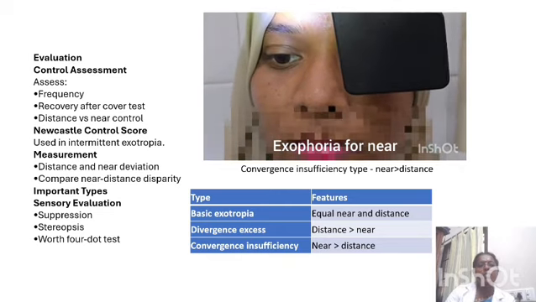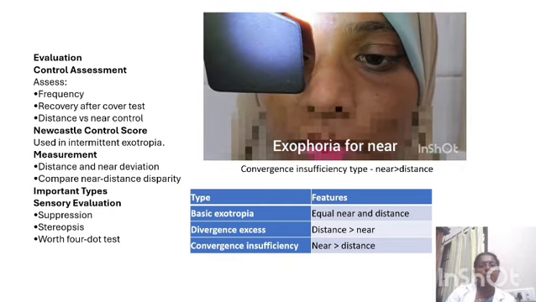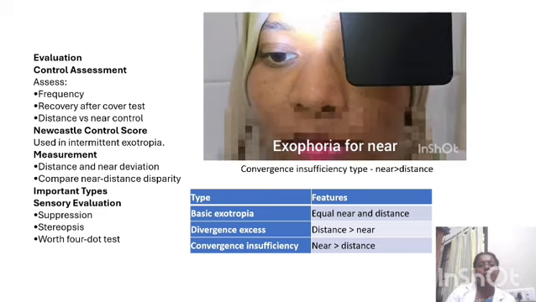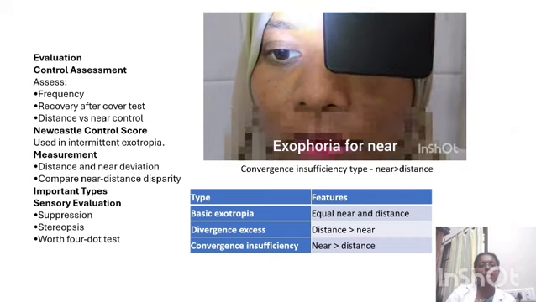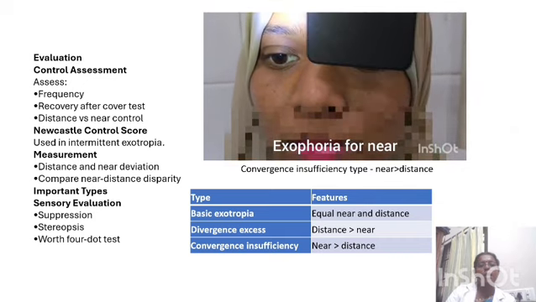Convergence insufficiency is a common binocular vision disorder characterized by a greater exophoria at near, receded near point of convergence, and reduced positive fusional vergence. Patients typically present with symptoms during near work. Vision therapy remains the mainstay of treatment.